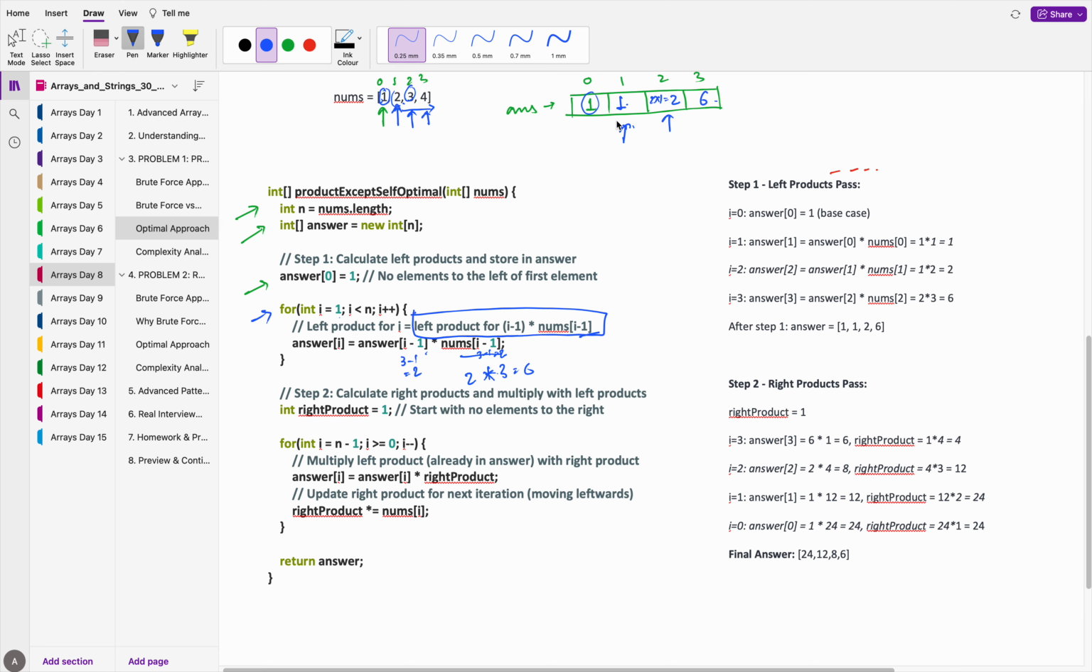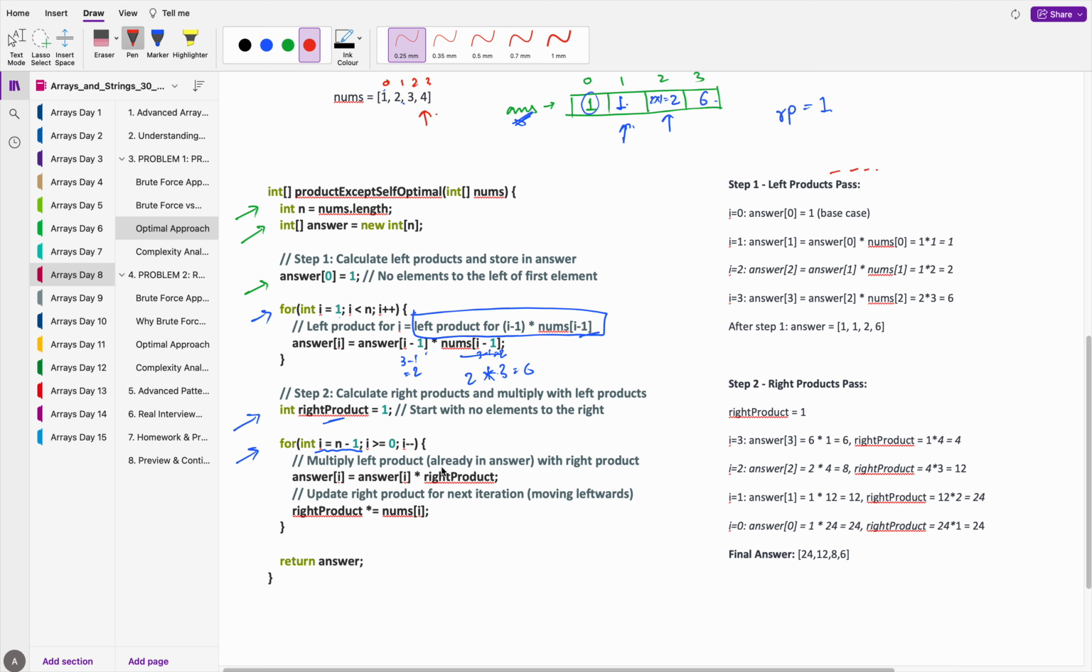Now you can see, in one pass, in the answer array I have put the left product of all the items: 1, 1, 2 and 6. Now step 2, the right product. This is a variable, let me call it rp, equal to 1 initially. Now for int i equals n minus 1, you can see clearly we are starting from the last item, index 3, from here.